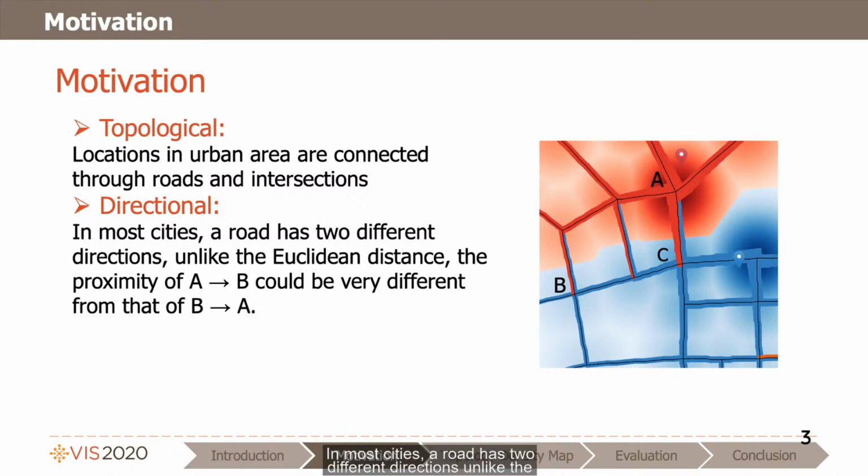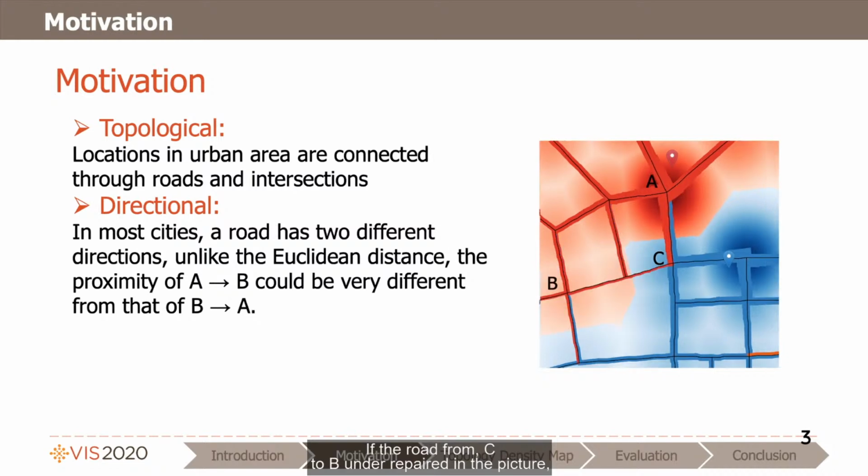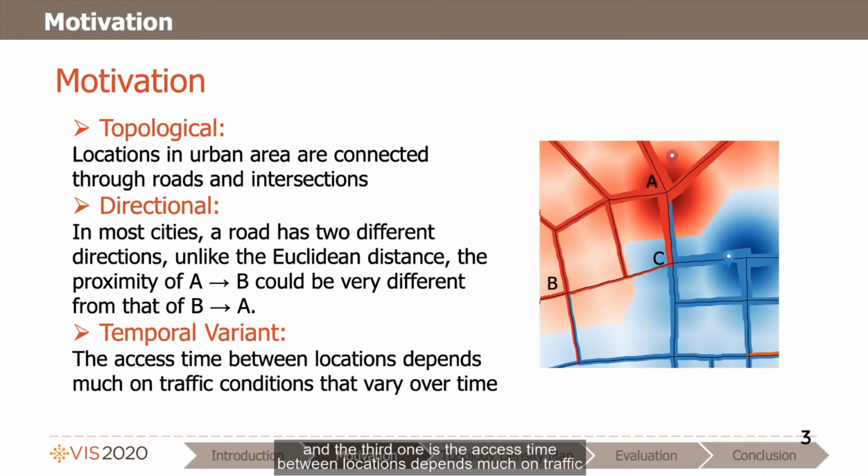In most cities, a road has two different directions, unlike Euclidean distance. The proximity between two points could be very different from that in the other direction. If the road from C to B is under repair in the picture, we can go from B to C and then to A, but we cannot go from A to C to B. And the third one is that the access time between locations depends much on traffic conditions.